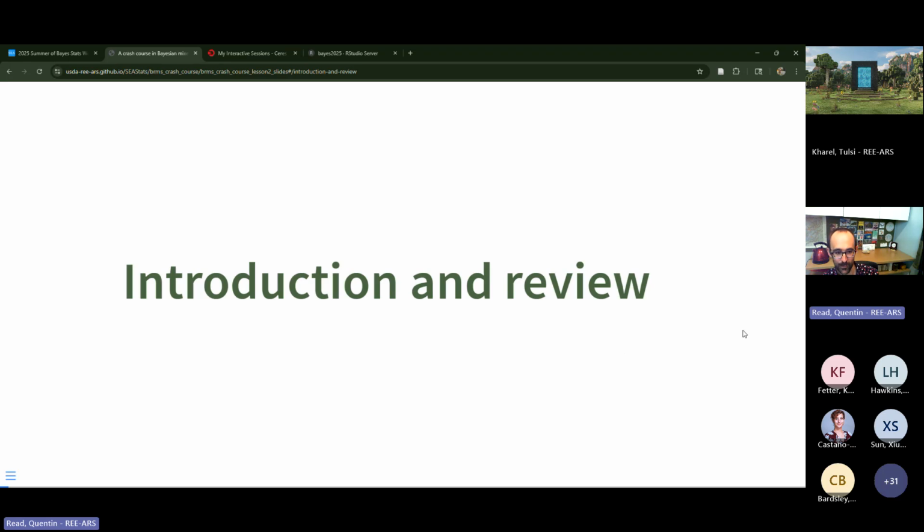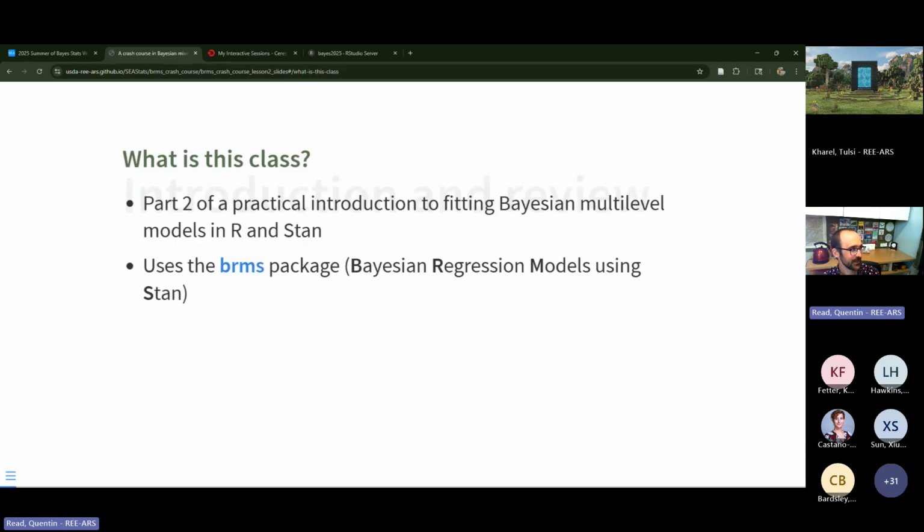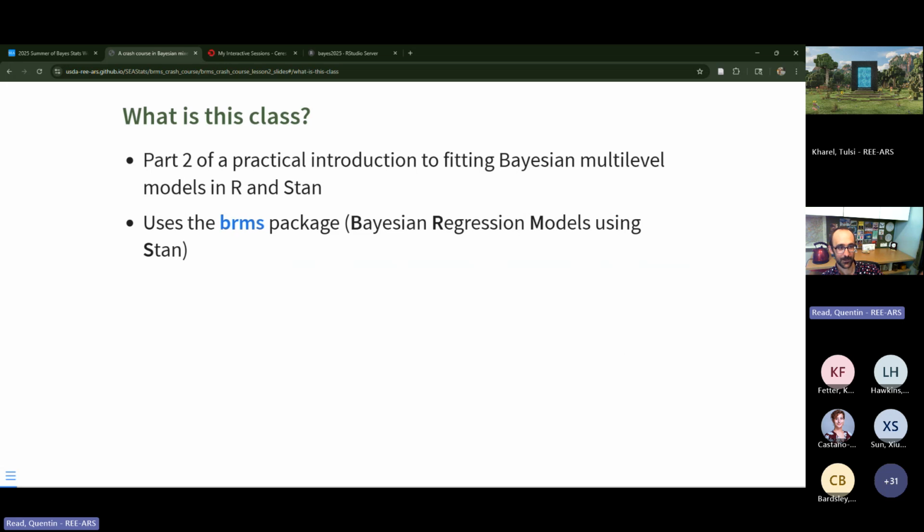Let's just real quick review what we've already learned, in case you forgot already. Again, we're going through this whole course to learn how to fit Bayesian, multi-level, or mixed models.